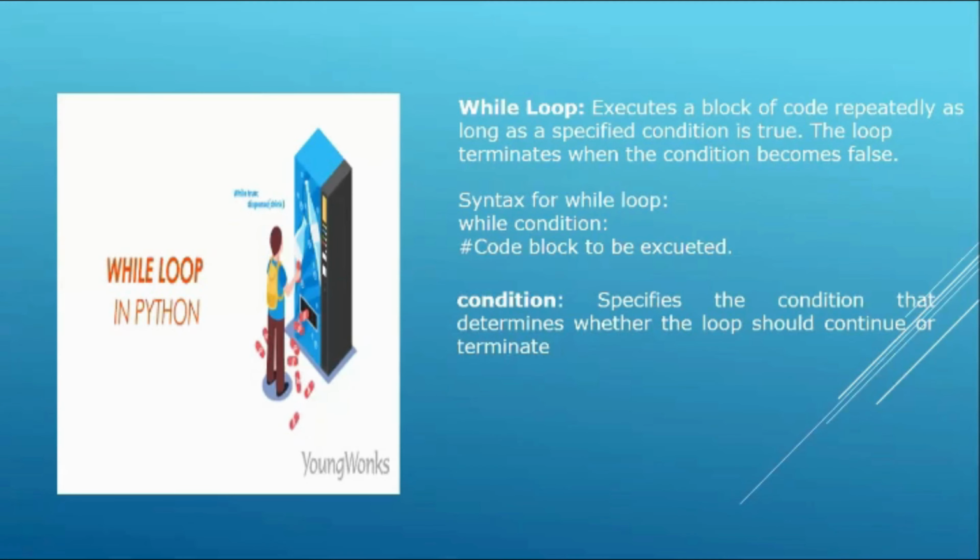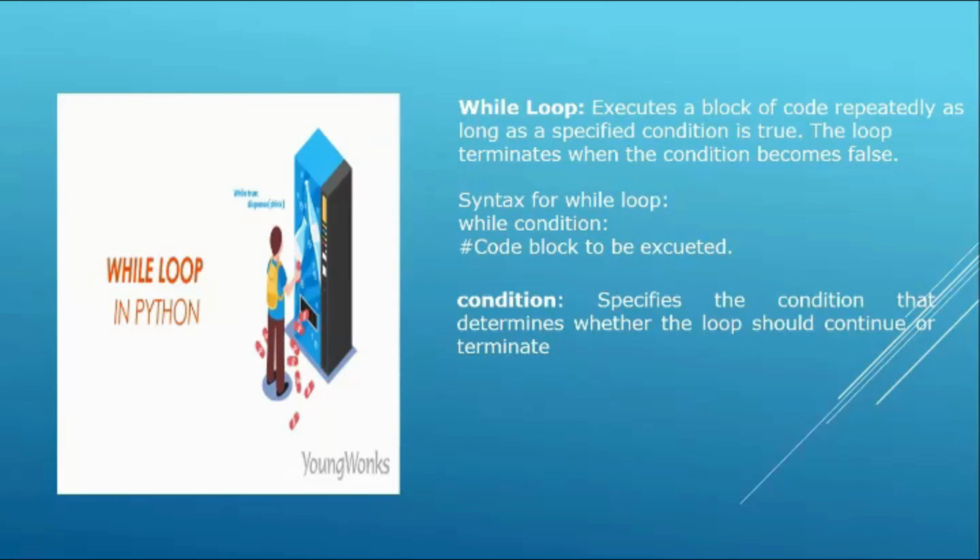The next one coming into the picture is the while loop. It executes a block of code repeatedly as long as a specified condition is true. Unless and until the condition turns false, it will keep executing. It will iterate only when a specific condition is met, and the loop terminates when the condition becomes false.